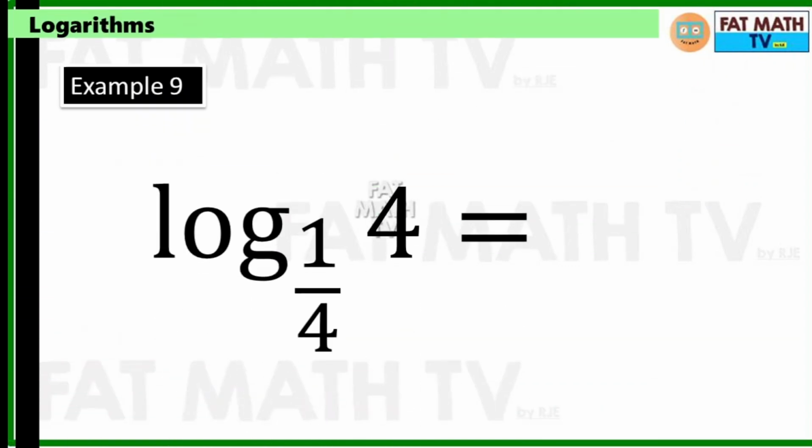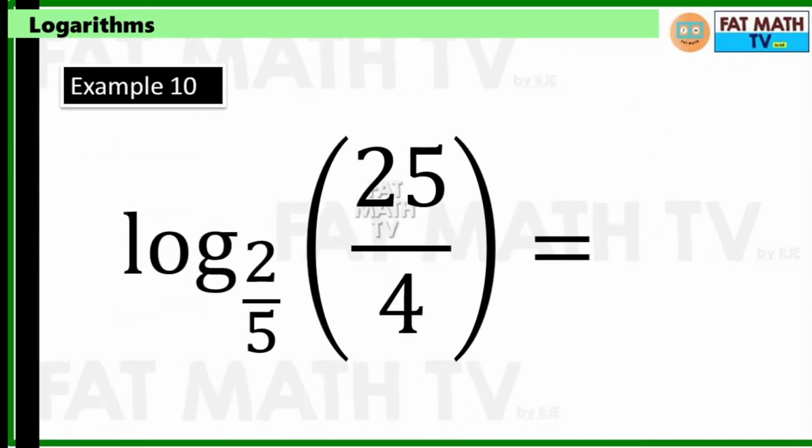Okay, logarithm of 4 to the base 1/4 is -1. 1/4 should be raised to -1 to produce 4. Number 10. Logarithm of 25/4 to the base 2/5 is, okay, if you just raise 2/5 to 2, that will give you 4/25. But this one is the reciprocal of 4/25, so you take the negative of the exponent. So it should be -2.